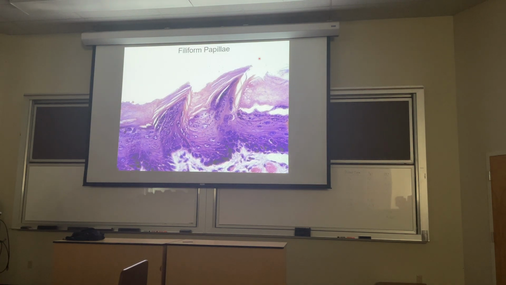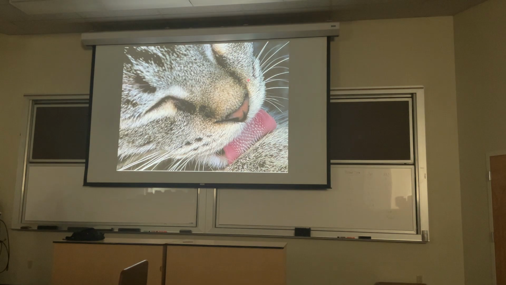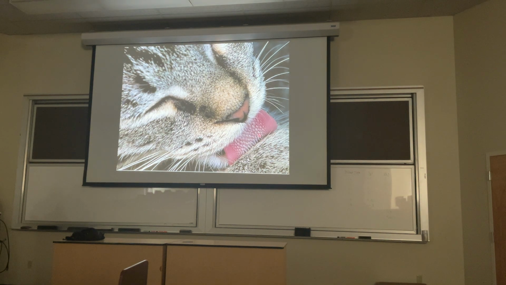This again is the filiform papillae, kind of roughens up the tongue a bit. No taste buds. Cats have a lot of filiform filaments that make papillae that make their tongue rough. So if you're licked by a cat, you know that they have a rougher tongue. Cleaning themselves a lot with that rougher tongue.